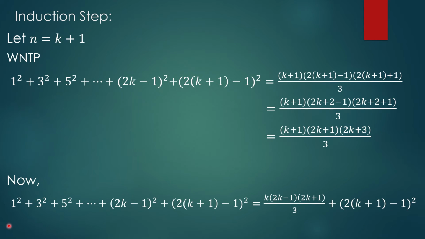Now, 1 squared plus 3 squared plus 5 squared plus ellipsis plus the quantity of 2k minus 1 squared plus the quantity of 2k plus 1 minus 1 squared is equal to k times the quantity of 2k minus 1 times the quantity of 2k plus 1 all over 3 plus the quantity of 2 times the quantity of k plus 1 minus 1 squared. So this form should be equal to this form.